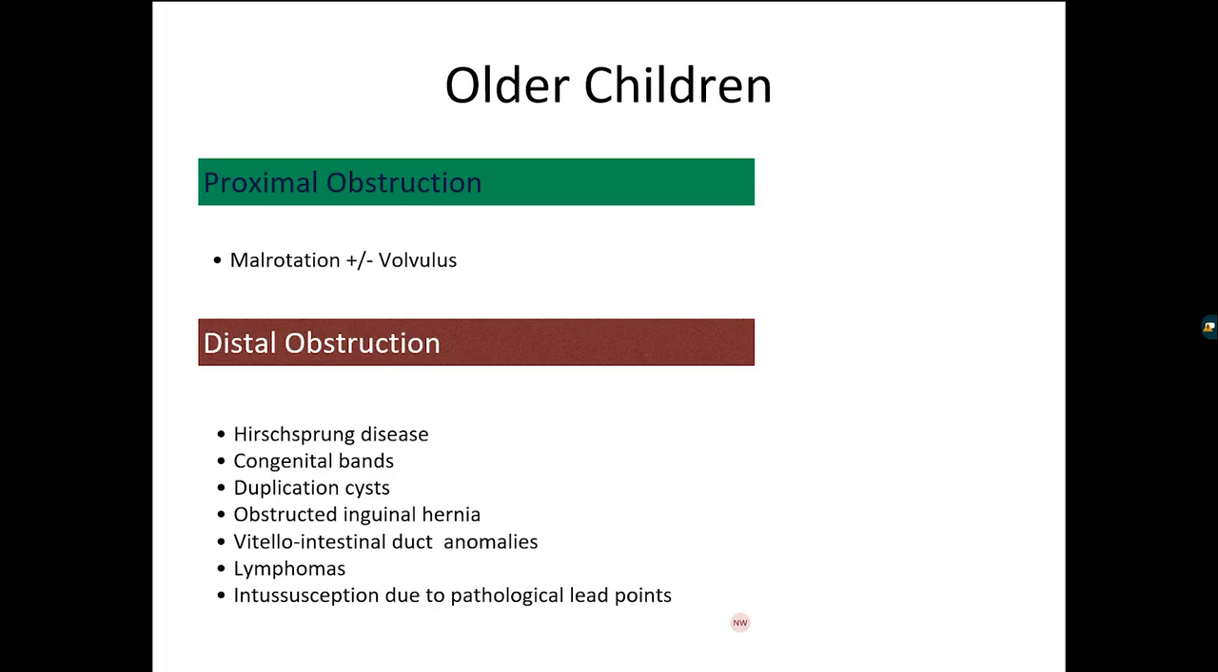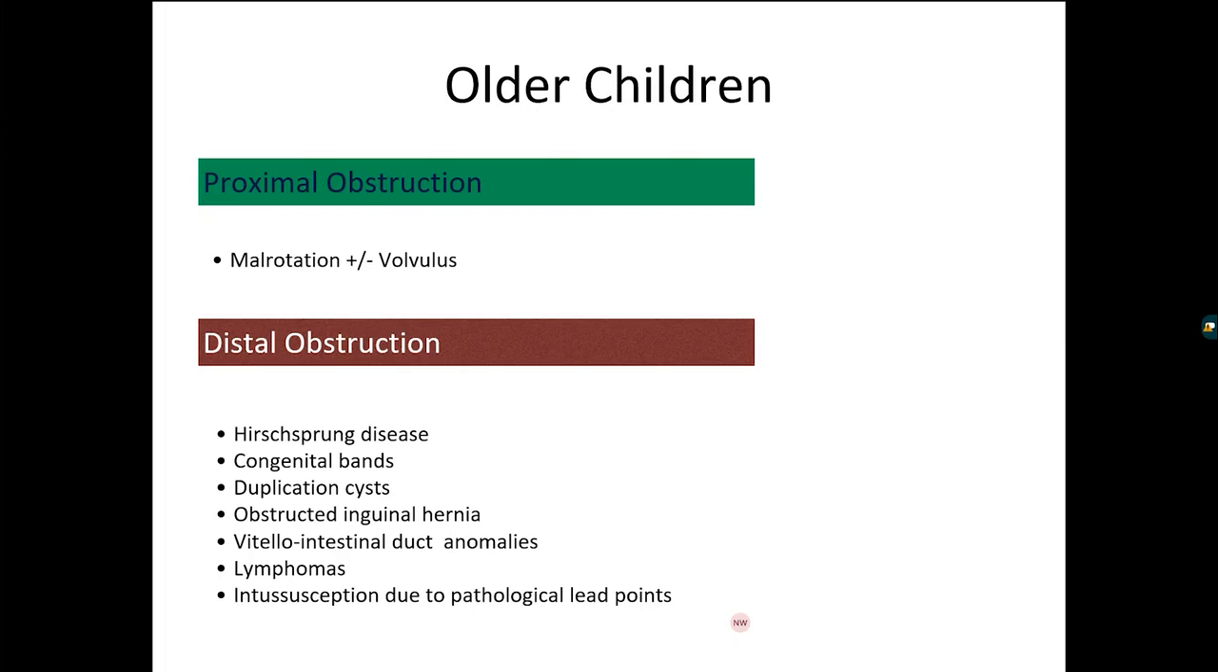So now we've come to the end of the presentation. So we've looked at different causes of intestinal obstruction according to 3 age categories: newborns, infants, and older children. And we saw how these etiologies, some of them overlap and some of them are quite unique to different age groups. And I discussed with you the evaluation algorithm of a child with intestinal obstruction, focusing on few questions.